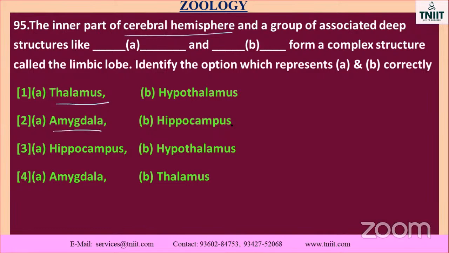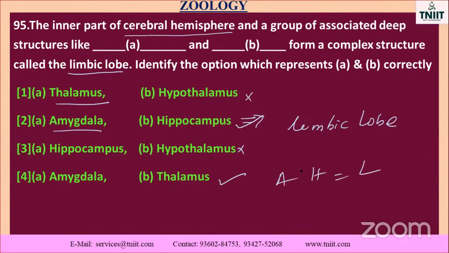Amygdala, it will come. So the option is here, these two only. These two, it will not come. Okay, amygdala and dash form a complex structure called the limbic lobe. Identify the option which represents A and B correctly. So the correct option is amygdala and also hippocampus. These two structures united together form the limbic lobe. So you have to answer A and H.